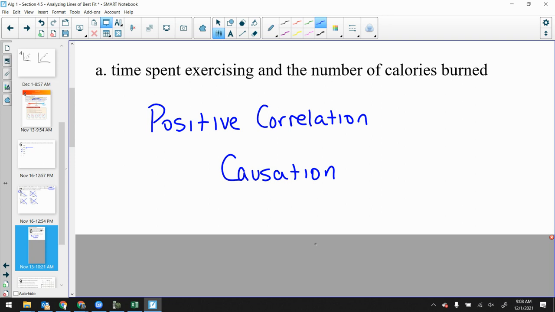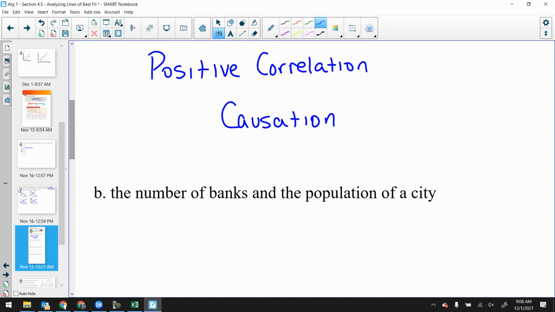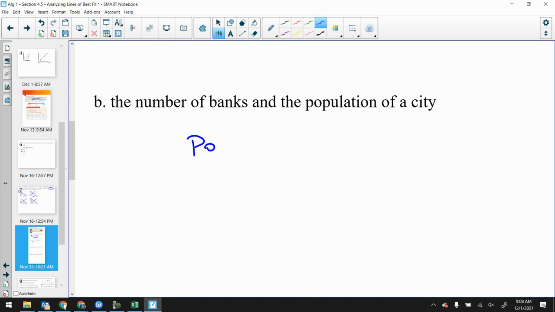Let's take a look at the next one here. The number of banks and the population of that city. If I increase the population in a city, what tends to happen to the number of banks within that city? Should go up as well. So we say another positive correlation. You could do this with drugstores too, right? Positive correlation.